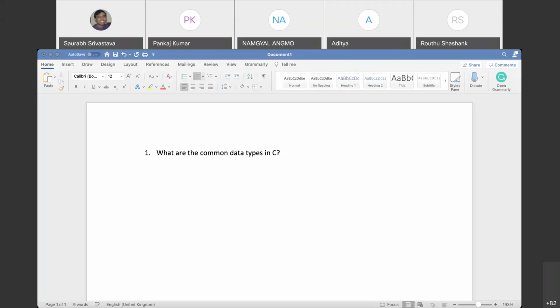Okay, so in C we got the common data types as the integer, the double, the float, and the character. These are the primitive data types that we have in C. Any other shepherd would like to contribute? And if you guys have any queries, just start firing them.